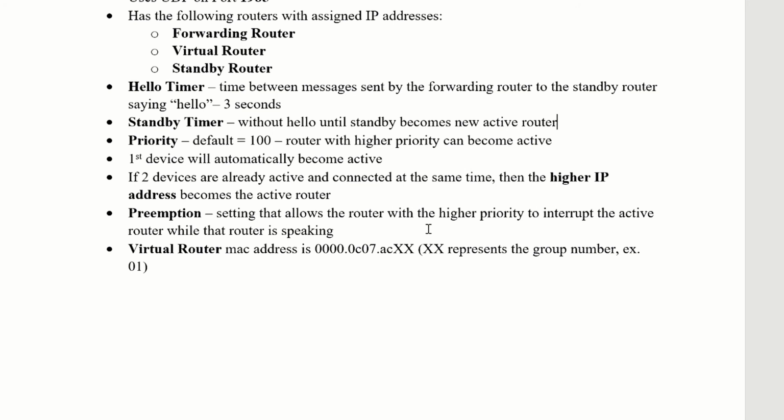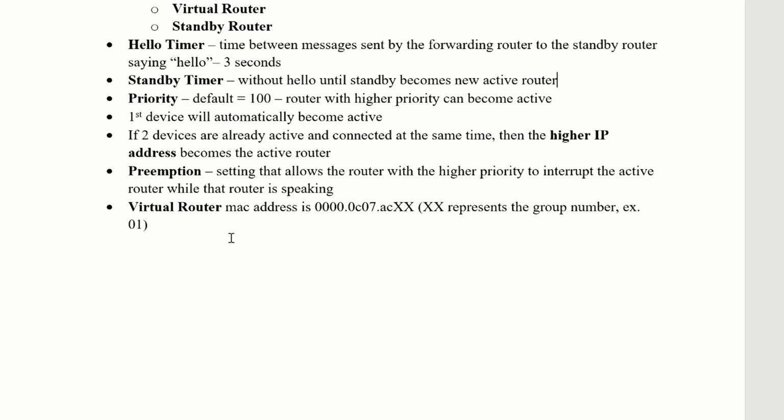Okay, then we have preemption. Preemption is a setting that allows the router with a higher priority to interrupt the active router while that router is speaking. So usually if we have an active router, another one becomes the backup router, or is the standby router. The standby router, even if it has higher priority, can't interrupt the active router to become the active router. So preemption allows it to do this.